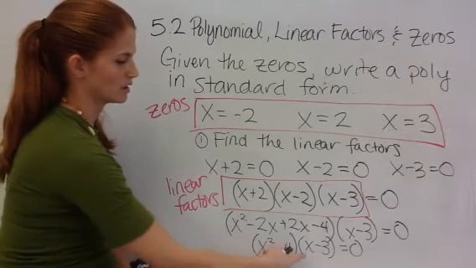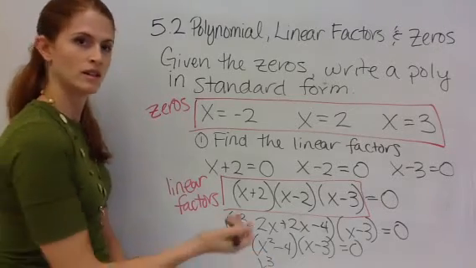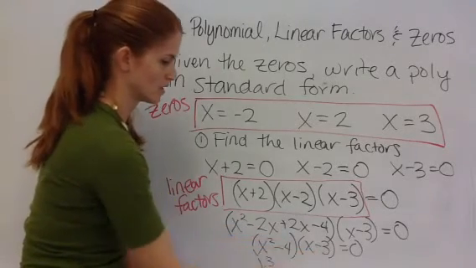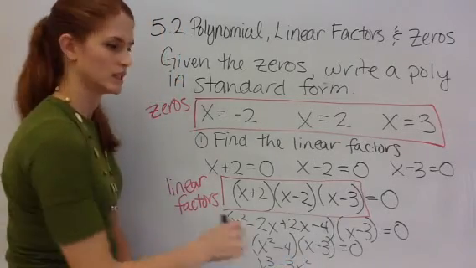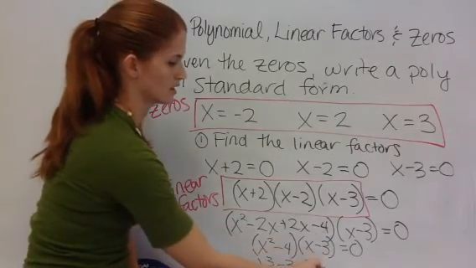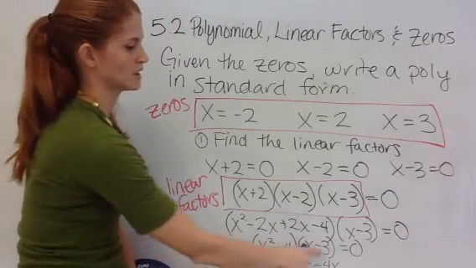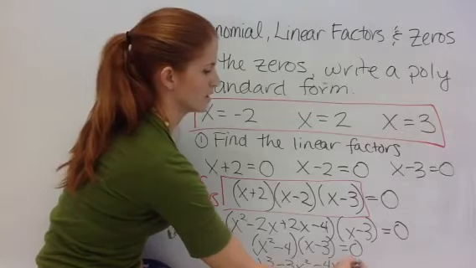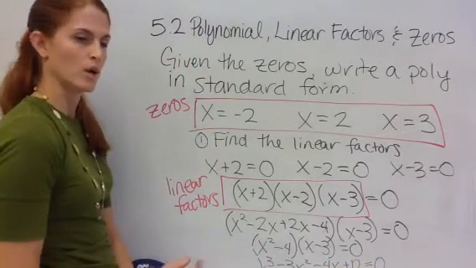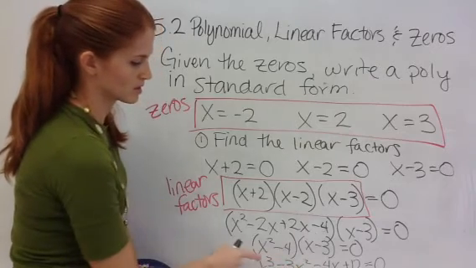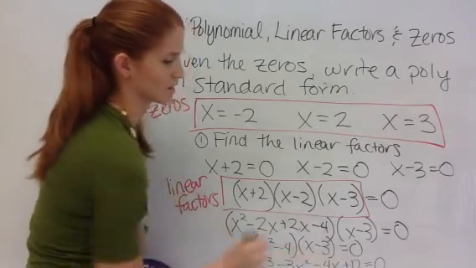So I take x squared times x. I get x cubed. X squared times -3, -3x squared. A -4 times x, -4x. And a -4 times a -3 gives me positive 12. All this equals 0. What I want to do is combine my like terms. This is x cubed, this is x squared, this is just an x, and that's a constant.